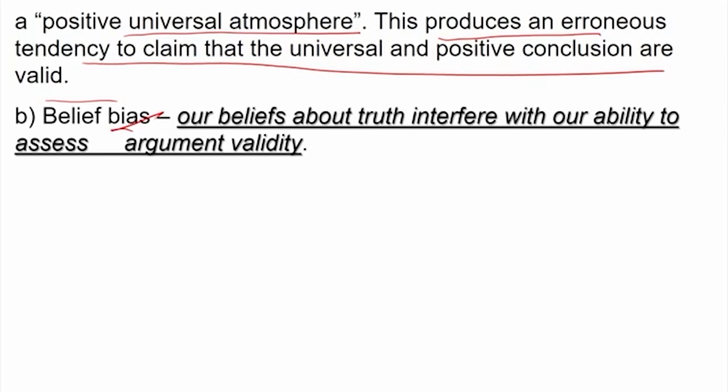And so, this negative atmosphere kind of error can exist. The second kind of error which can exist in syllogistic reasoning is belief bias. So, what is belief bias? Our beliefs about truth interfere with the ability to assess the argument's validity, and that is what I have been telling you. Our belief system tells us that professors are not comedians, and so there itself we make an error. What we need to do in syllogistic reasoning is look at validity and not the truth conditions.